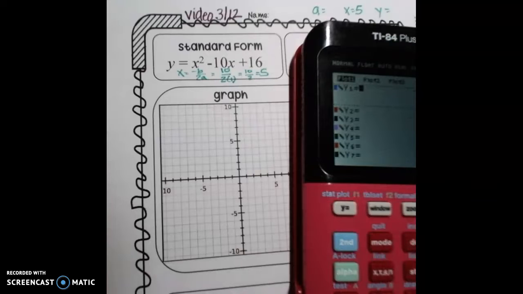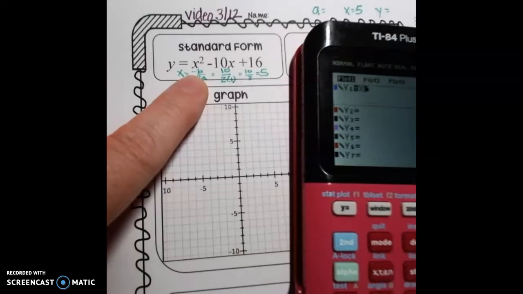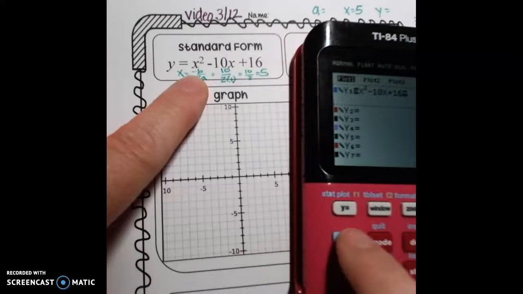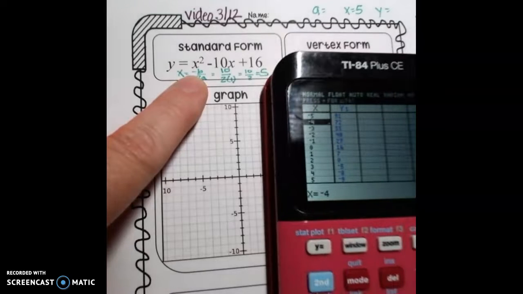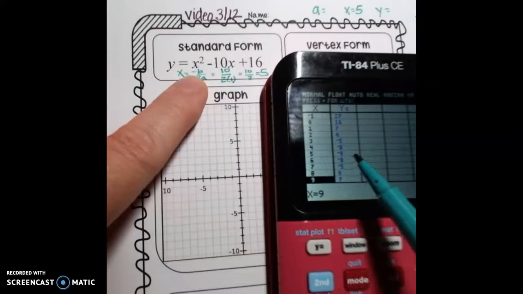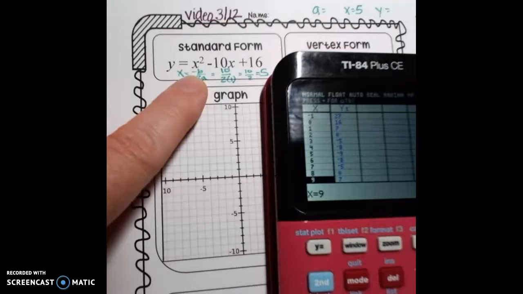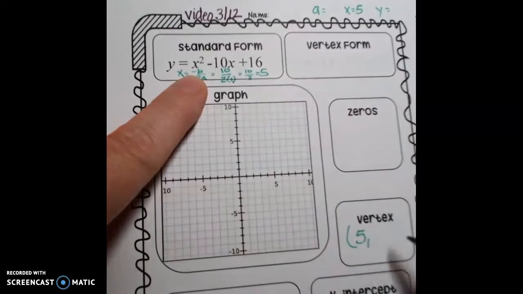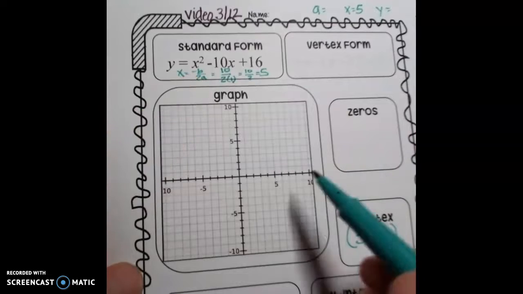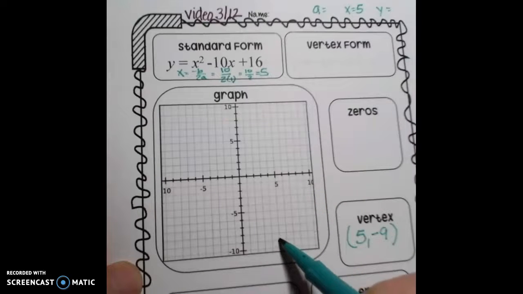Let's just put this equation in. We've got x squared minus 10x plus 16. And when I go look at my table of values, where x is 5, I'm going to scroll down here, where x is 5, y is negative 9. And when you look at the table of values, you see the symmetrical quadratic pattern coming out from there. So if the x value of my vertex is 5, my y value is negative 9. So I go 5, negative 9, and I'm going to graph that.